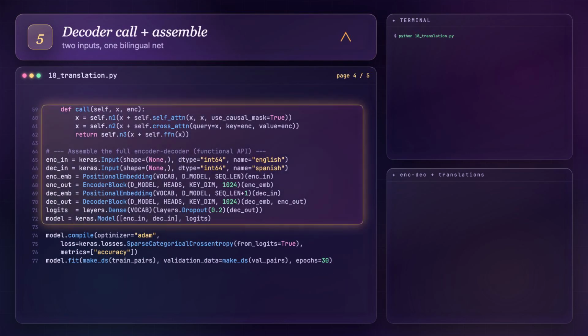Now we assemble the full model with the functional API. 2 inputs, English source and the shifted Spanish target. Source flows through positional embedding into the encoder. Target flows through its positional embedding into the decoder, which also receives the encoder output for cross-attention. A dropout, then a final Dense over the Spanish vocabulary gives a score for every possible next word.